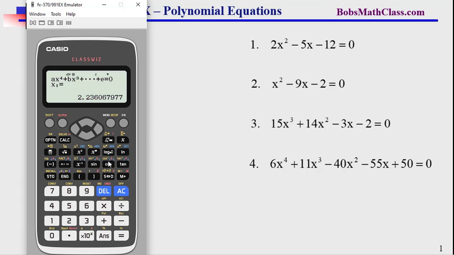Well, this is interesting. 2.236. That means the answer has a square root in it. It equals, again, 2/3. So that's one of the answers. Negative 2.23 and negative 5/2. So this is giving you the answers. Some of them are in decimal form, which means that they're radicals.